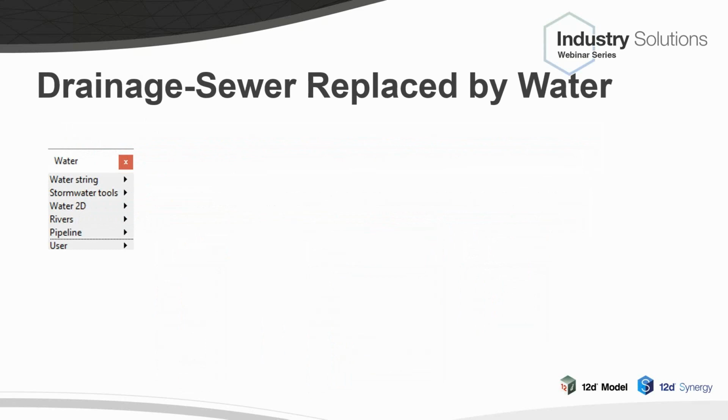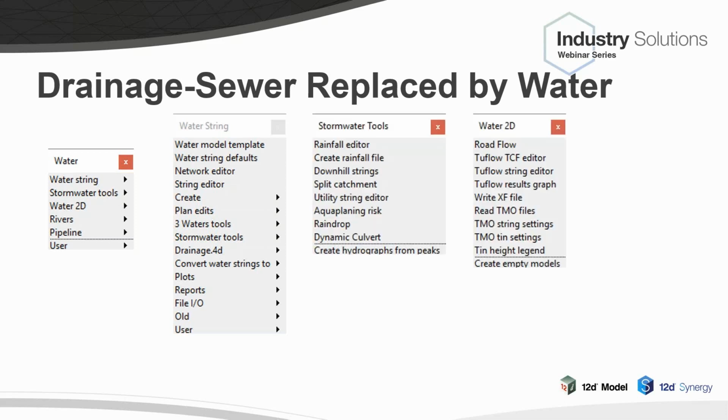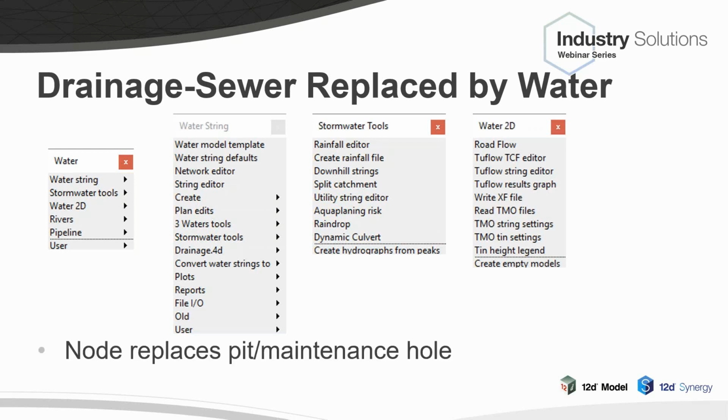So one thing you'll notice is that the drainage and sewer is being replaced by water. So we now talk about a water string rather than a drainage string. And the water menu then has the water string information. So again, a lot of those things have been moved around onto that menu. There's also stormwater tools, and then the 2D water, which is interfacing with TUFLOW and things, and the rivers and pipeline as before. Another thing for the water is the words pit, maintenance hole, manhole, and so on. They've just been replaced by the word node.